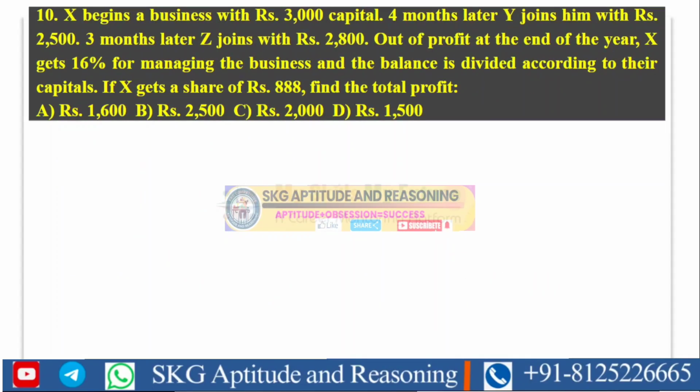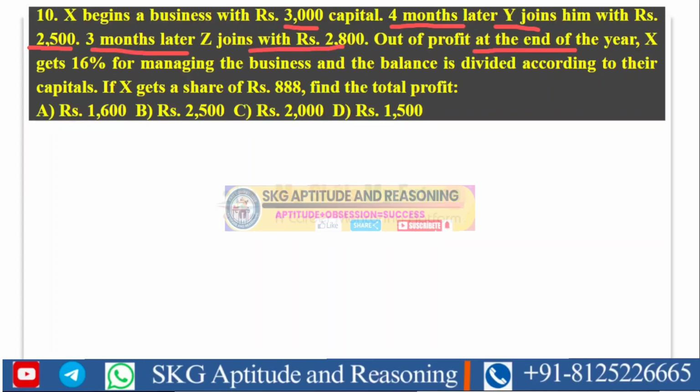Here, X started a business with a capital of 3000. For the initial 4 months, only X was in the business with a capital of 3000. Four months later, Y joins with a capital of 2500, and then 3 months later, which means Z joins after 7 months from the start of business, with a capital of 2800.